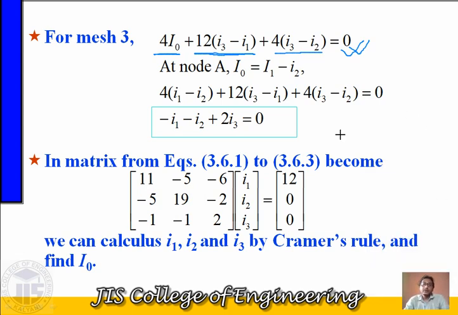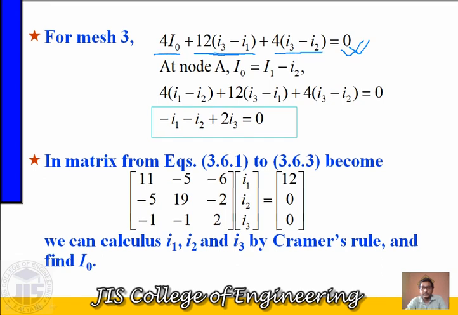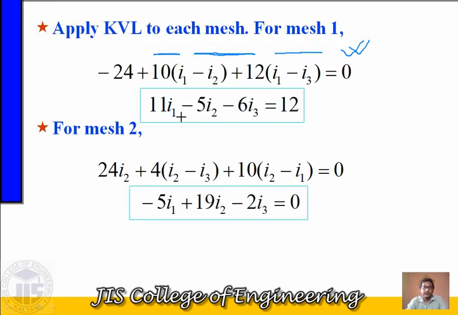So till now, by solving these 3 meshes, we are getting 3 different equations. Now you have to solve these equations. You can solve these 3 equations by using the matrix method or the normal equation solving method. If we go for the matrix method, the first row is the coefficients of I1, I2, I3 from the first equation: 11 is the coefficient of I1, minus 5 is the coefficient of I2, and minus 6 is the coefficient of I3.